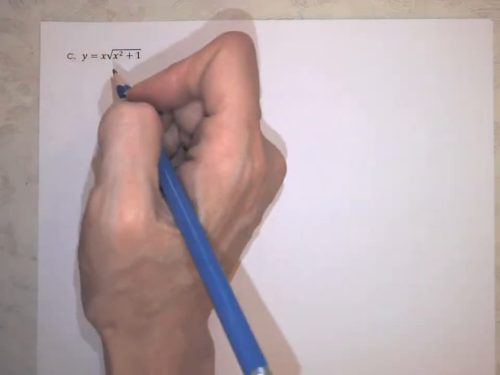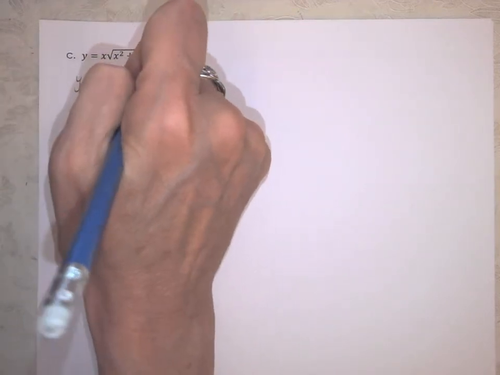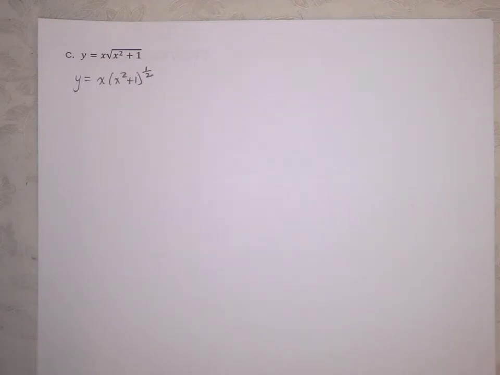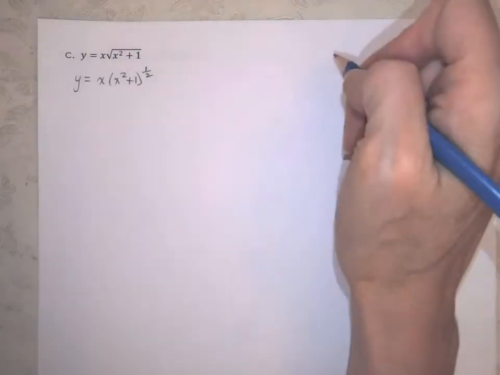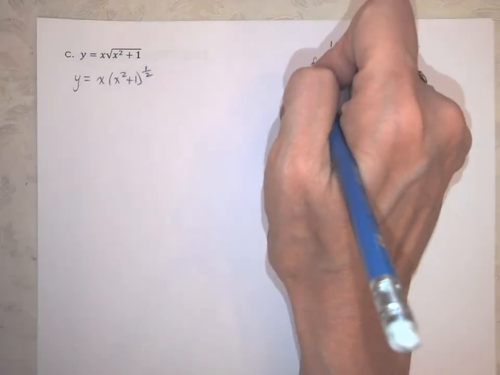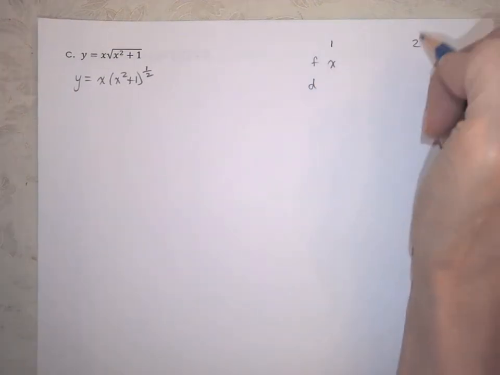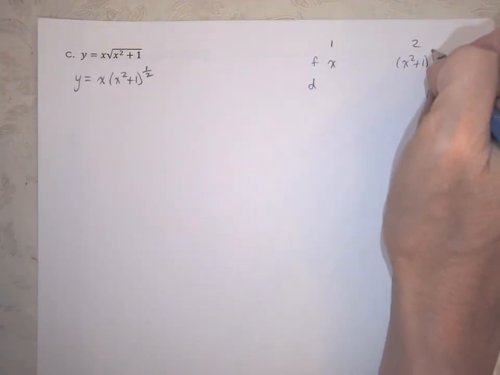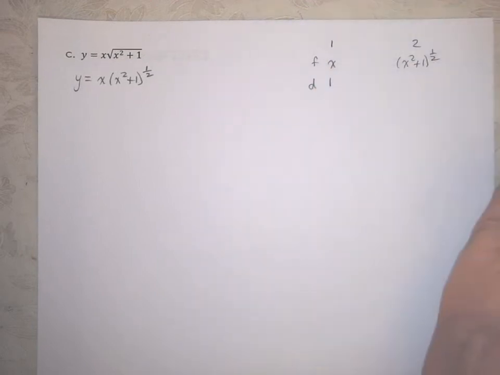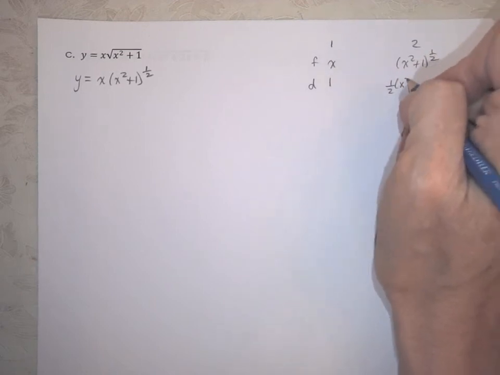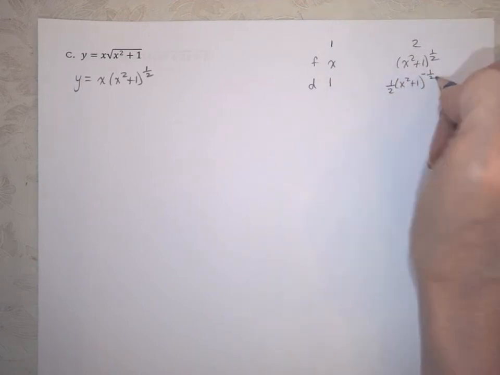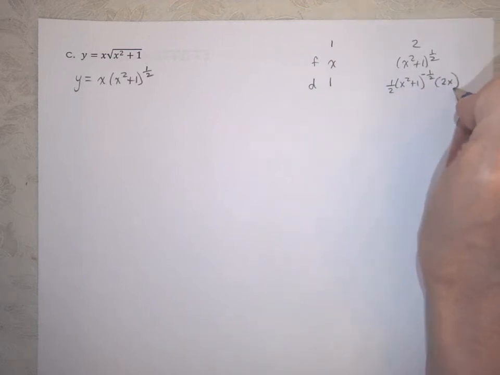Next one, y equals x times the square root of x squared plus 1. So first I'm going to rewrite it in exponential form, and I see it's a product rule. So here's my one function of x multiplying by my other function of x. So I'm going to do my first, second function derivative. My first function is x. Second is x squared plus 1 to the half. Derivative of x is 1. Derivative of x squared plus 1 to the half is a half times x squared plus 1 to the negative 1/2, then times the inner derivative, 2x.